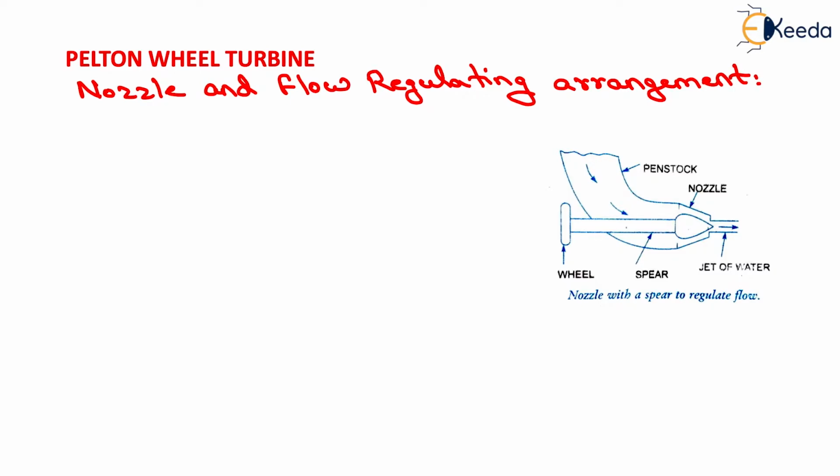The amount of water striking the buckets, that is, the vanes of the runner, is controlled by providing a spear in the nozzle, which is shown like this. Now if we pull this spear back, it will increase the amount of water flowing through the penstock and nozzle, and if we move this spear in the forward direction, then it will reduce the amount of water flowing through the nozzle. The spear is a conical needle, just like this, which is shown here, and it is operated either by a hand wheel or automatically in an axial direction, depending upon the size of the unit.